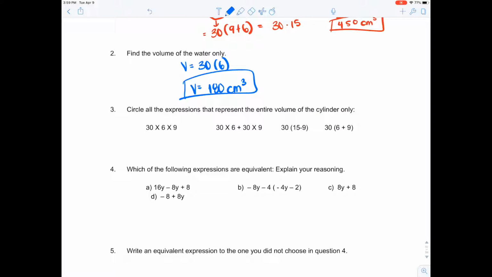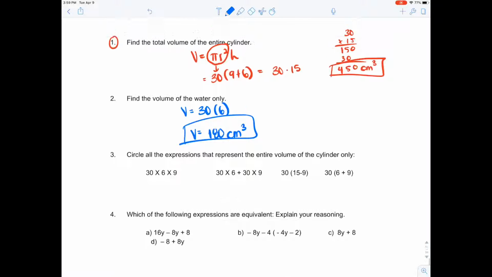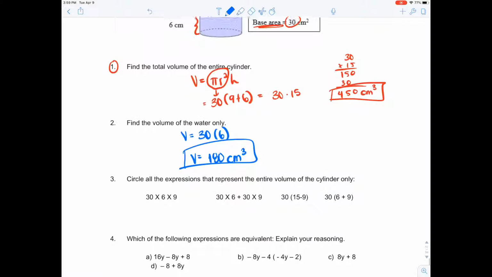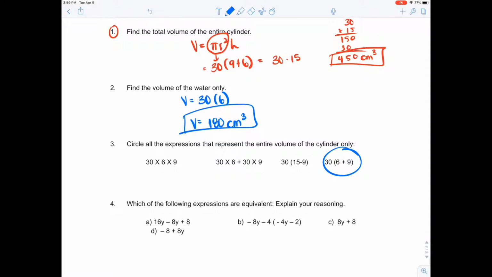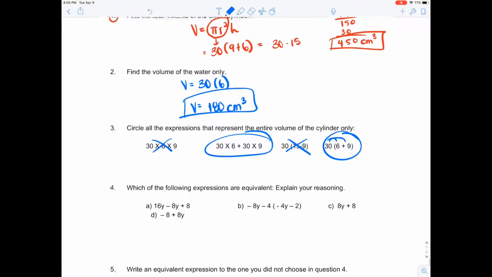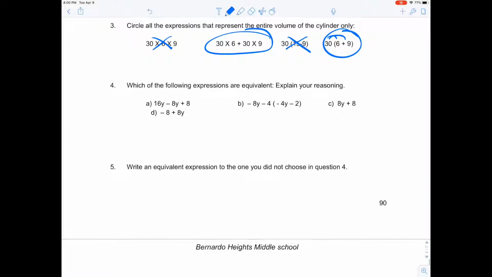Circle all the expressions that represent the entire volume of the cylinder. So we're looking for things like 30 times 15 or 30 times 6 plus 9. Oh, look, I have one of those. There we go. And then, let's see. If I were to distribute this 30, I would get 30 times 6 plus 30 times 9. Hey, that works. This one wouldn't work, because that becomes 30 times 6, and then we're not multiplying all 3 together. So there we go. There's 2 that represent the entire volume.